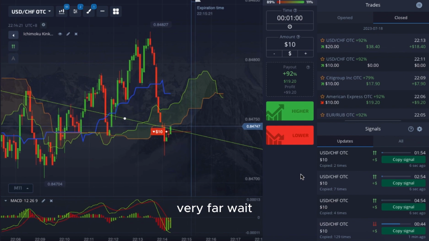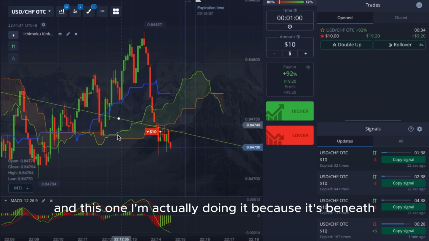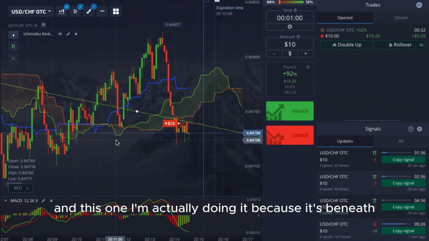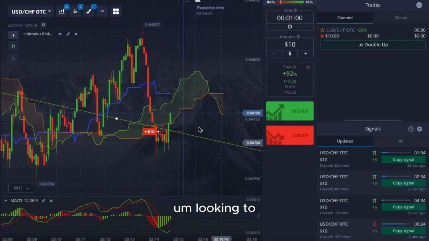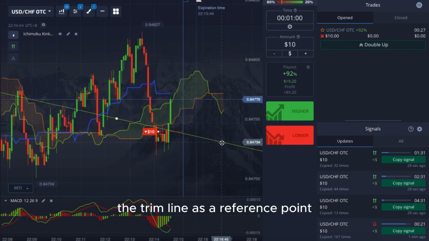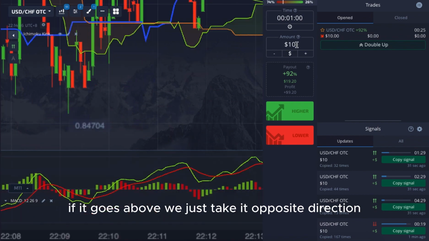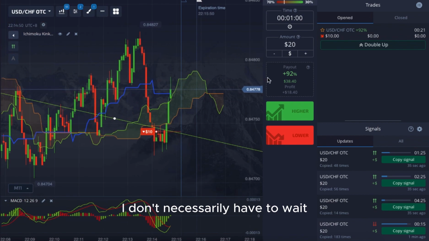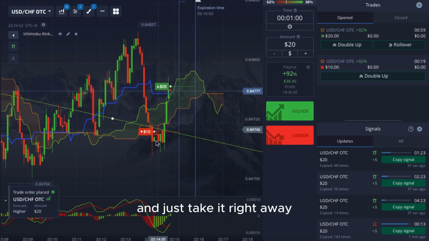So this is one last trade, and I'm doing it because it's beneath the trend line. I'm looking to the trend line as a reference point. If it goes above, we just take it in the opposite direction. I don't necessarily have to wait for it to close. I can just take it right away.